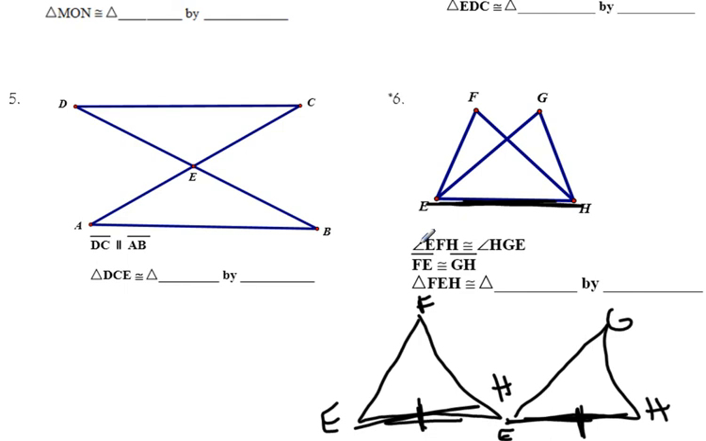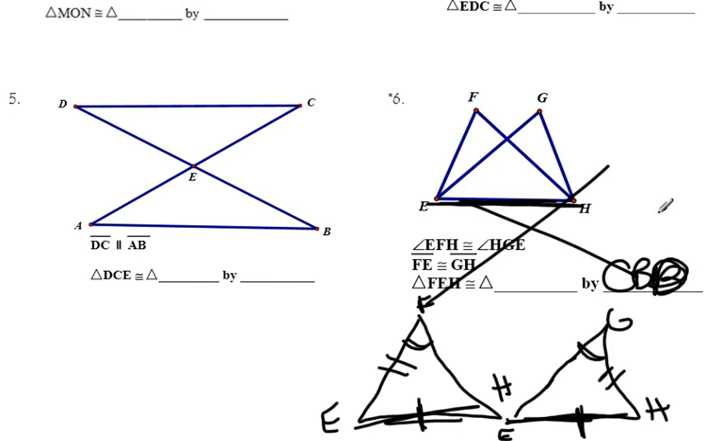Then it says angle EFH, E to F to H, is congruent to angle HGE, H to G to E right here. And side FE is congruent to side GH. So we have angle, side, side. This is not a postulate. Can't be done. Side, side, angle does not work to prove congruent triangles.